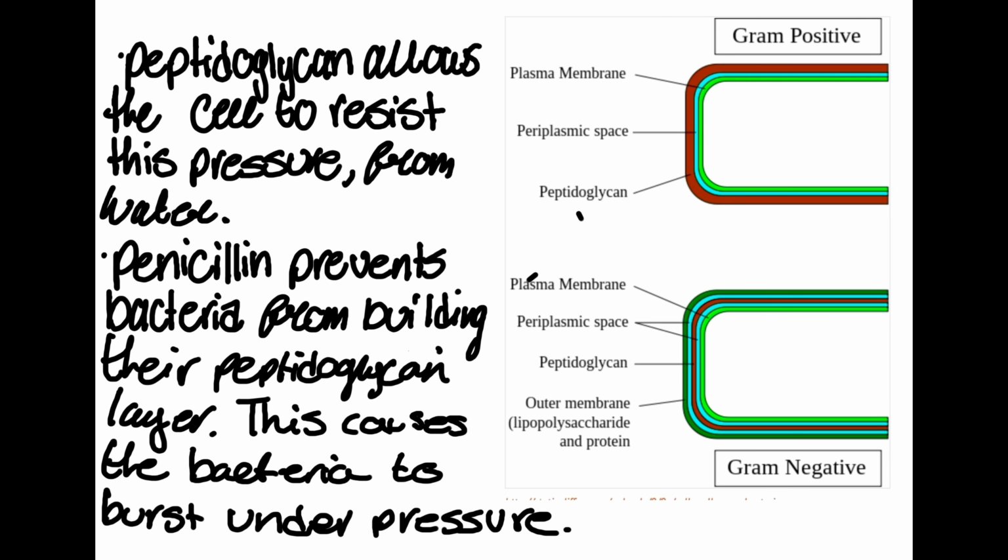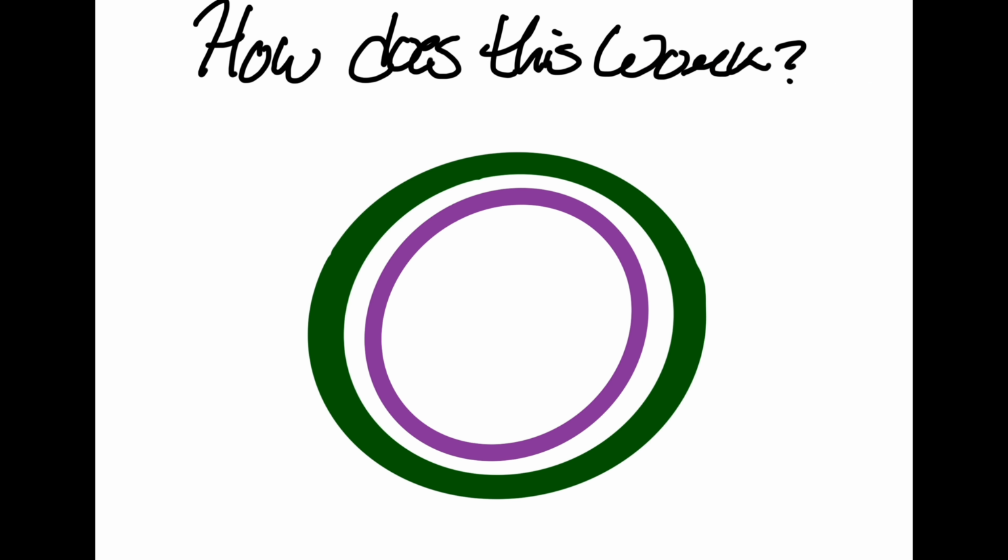The peptidoglycan wall allows the cell to resist pressure from water. Penicillin prevents bacteria from building their peptidoglycan layer. This causes the bacteria to burst under pressure. Let's look at how this looks on a molecular level.